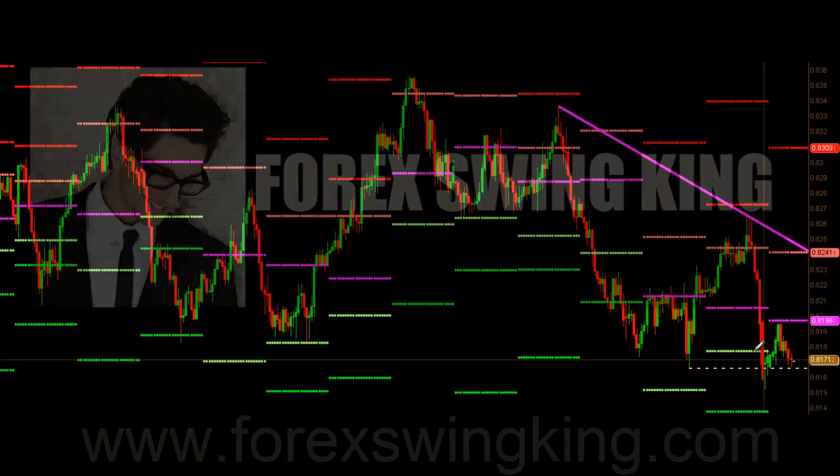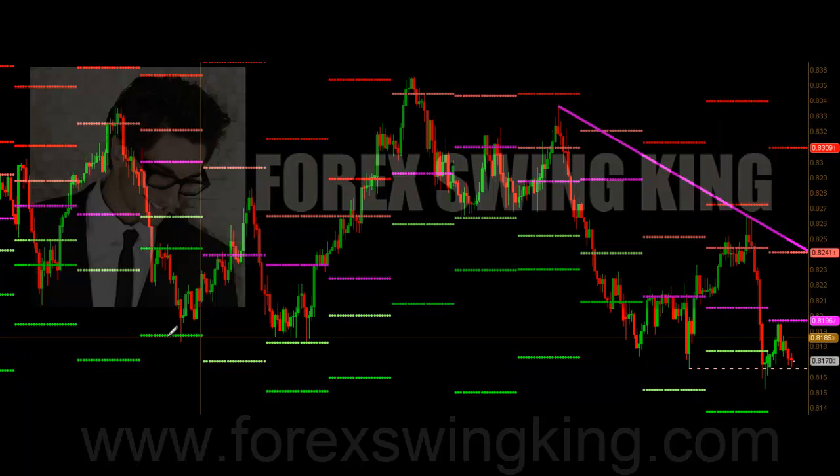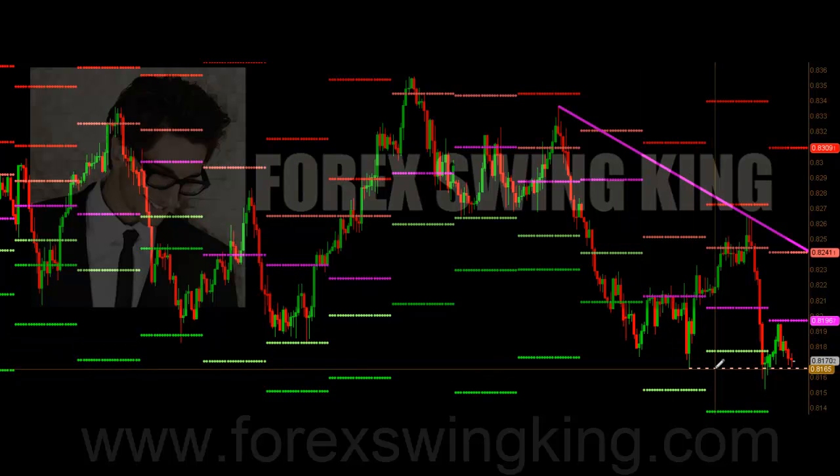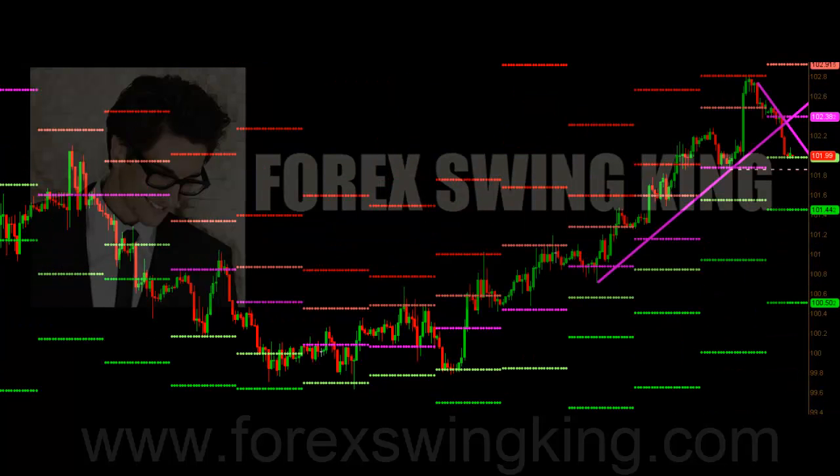Alright, New Zealand dollar to the US dollar. Again, nothing really holding this pair up. We have two short-term supports here. However, the pair's not looking like a very tradable pair for my system coming into this session.